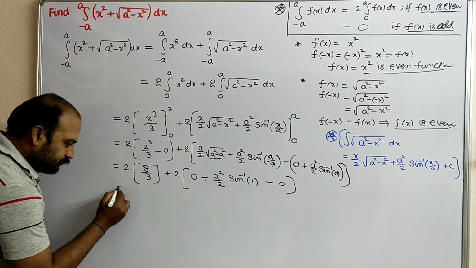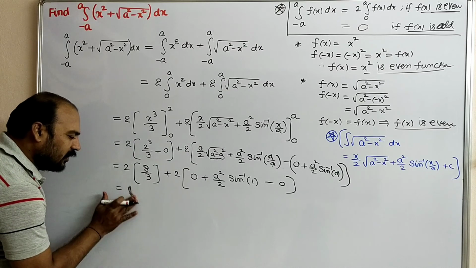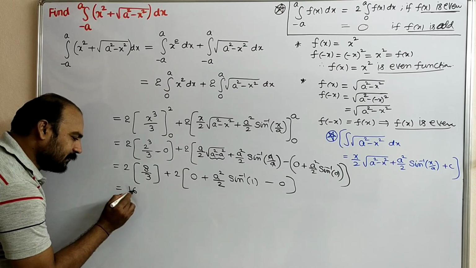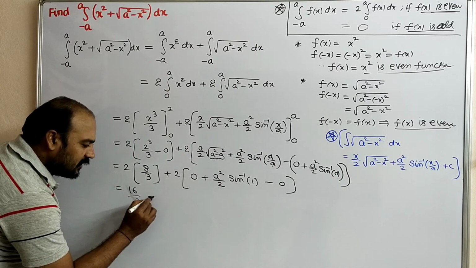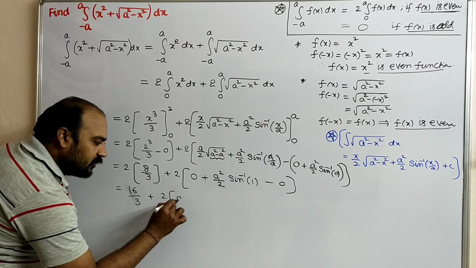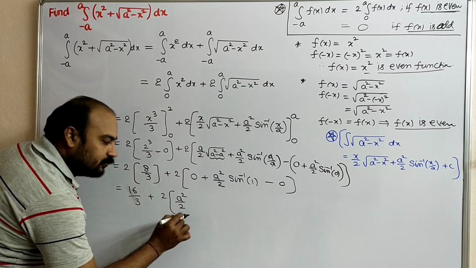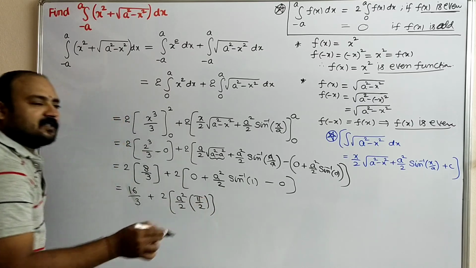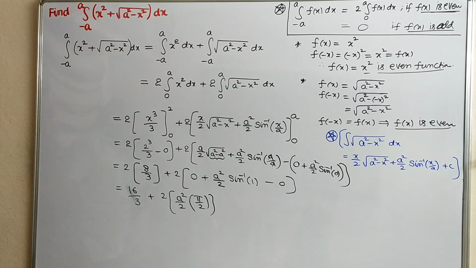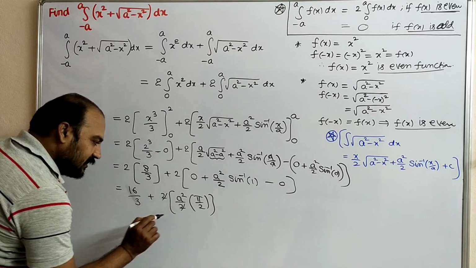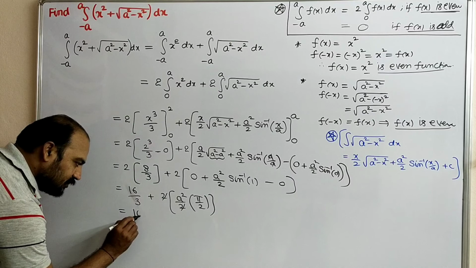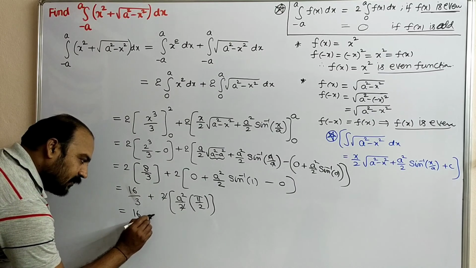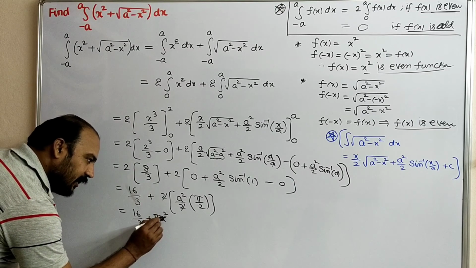So now 2 into 8 by 3 you can write as 16 by 3, plus 2 into a square by 2 sine inverse of 1, which is pi by 2. In the previous sessions I discussed that 1 can be written as sine pi by 2, and sine inverse of sine pi by 2 is pi by 2. So here 2 gets cancelled, which is equal to 16 by 3 plus pi a square divided by 2.